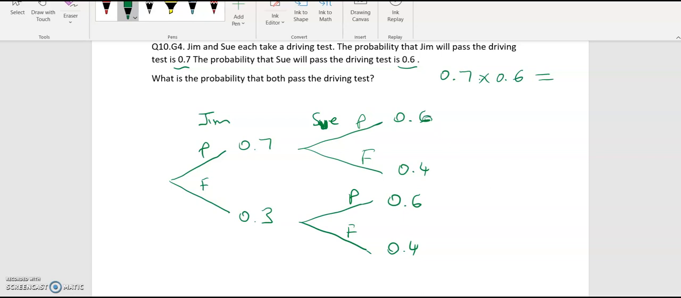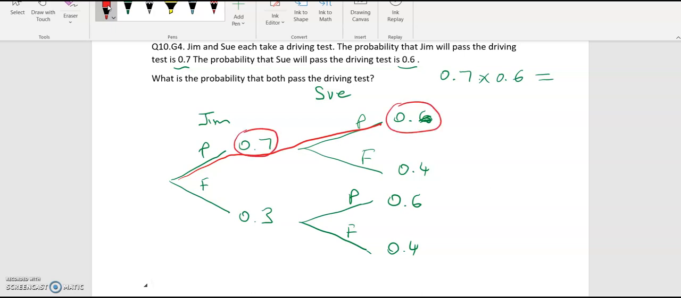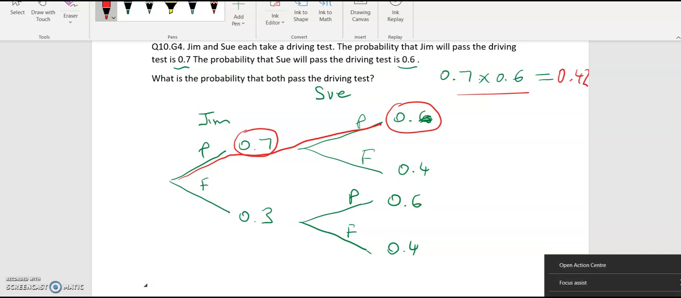So what we need to do now is to work out the probability that both pass the driving test. So I'll use a different color. Put the name here at the top. So we're looking at pass and then pass. So across the branches we always multiply. So we go 0.7 times 0.6 as we've got here, and this is 0.42. So that's the answer.